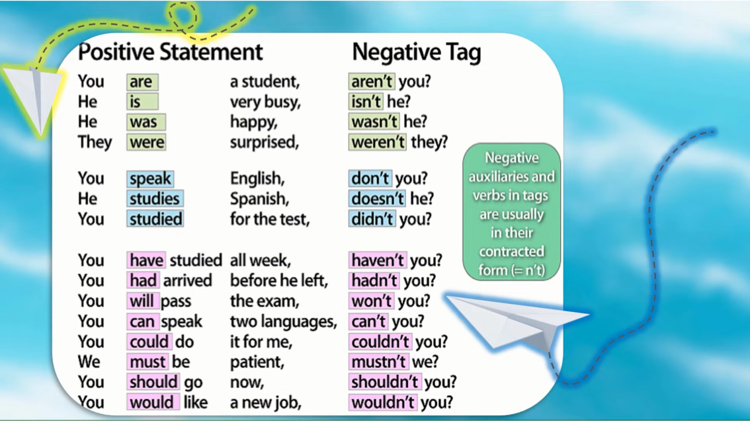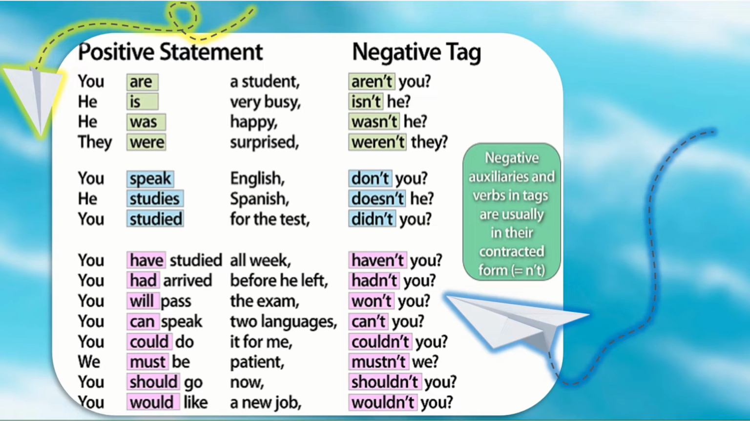Then we have positive statement, negative tag. You are a student, aren't you? He is very busy, isn't he? He was happy, wasn't he? They were surprised, weren't they? So, in this case, if you are using a positive statement, then you have to have a negative tag.